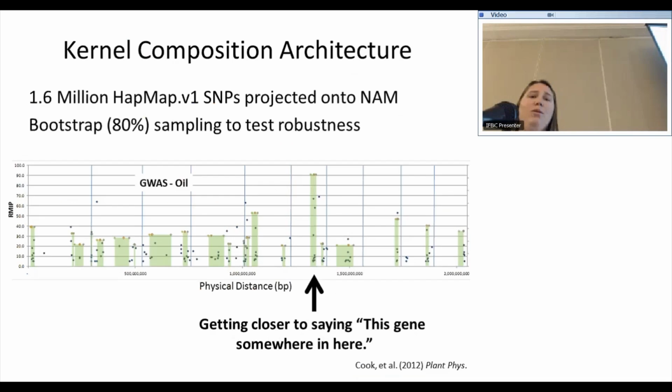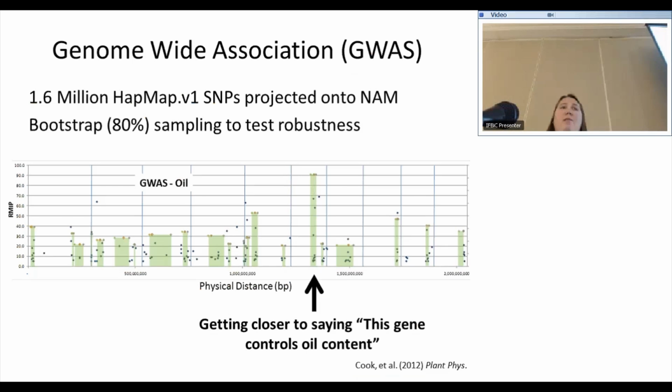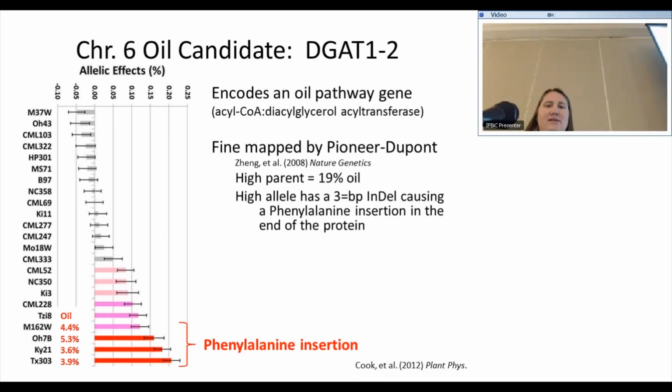We used genome-wide association mapping using the Maize HapMap version 1 of 1.6 million SNPs, to do some statistical analysis. And we are getting much closer to saying that this particular gene is involved in oil content. We think we know what the gene is. It's a gene involved in oil synthesis, GWAS.